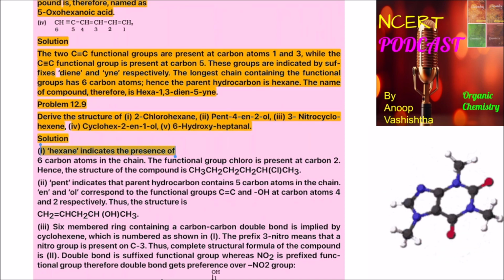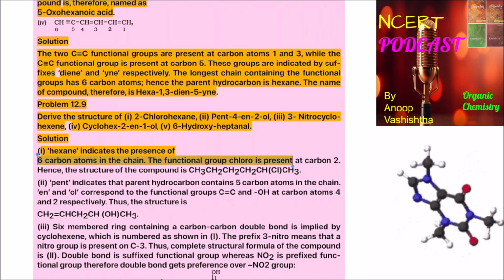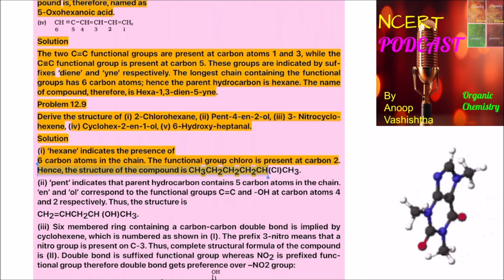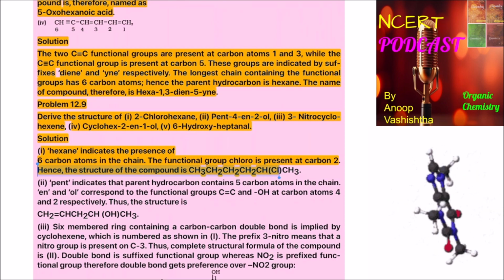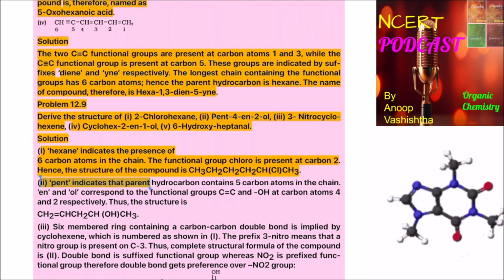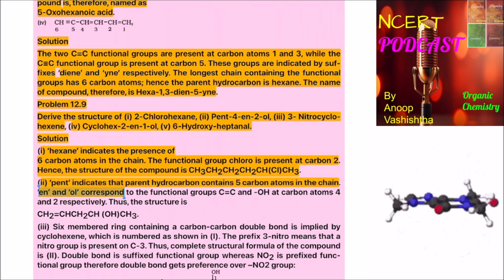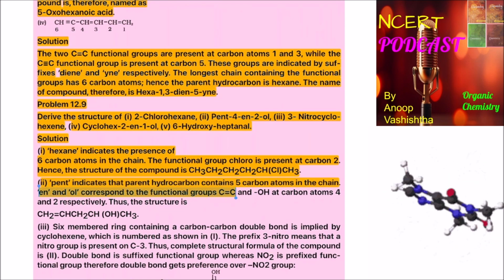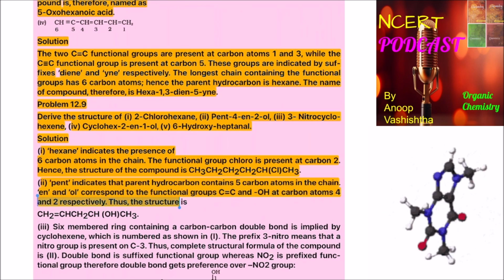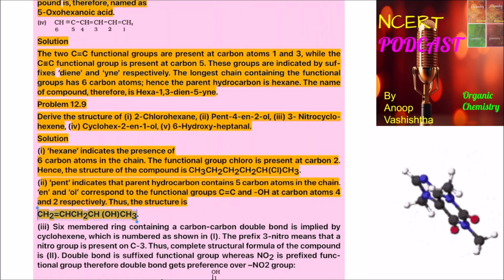1. Hexane indicates the presence of 6 carbon atoms in the chain. The functional group chloro is present at carbon 2. Hence, the structure of the compound is CH3CH2CH2CH2CHClCH3. 2. Pent indicates that the parent hydrocarbon contains 5 carbon atoms in the chain. En and ol correspond to the functional groups C=C and OH at carbon atoms 4 and 2 respectively. Thus, the structure is CH2=CH-CH2-CH(OH)-CH3.